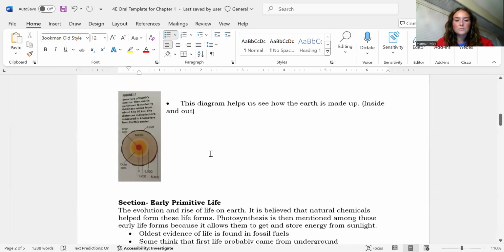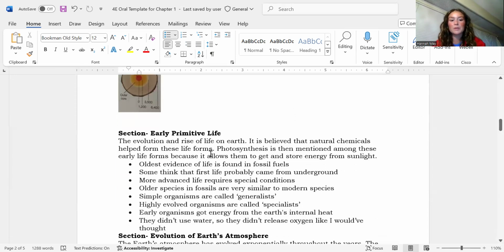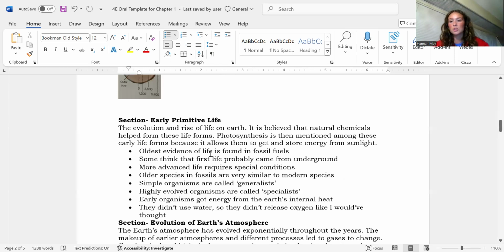It also shows how accumulation, from the heat, is right there in the middle. The second section is early primitive life, and it talks about the evolution of life on Earth and how it rose throughout the years, and some believe it was due to natural chemicals that helped this. We also learned about photosynthesis, and how early life forms used this, because that's how they got energy from the sun and stored it.